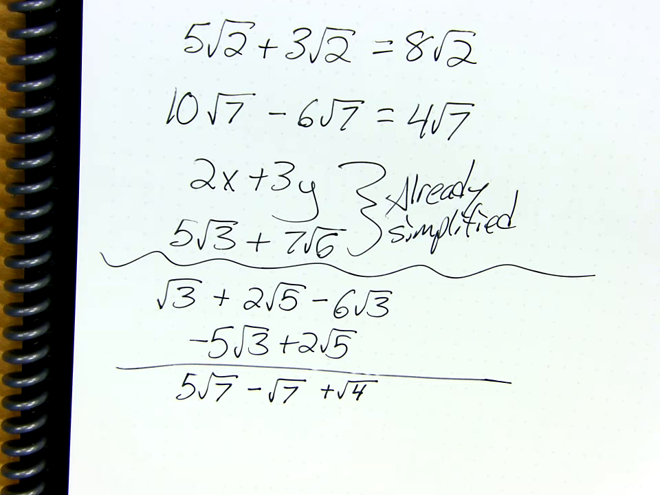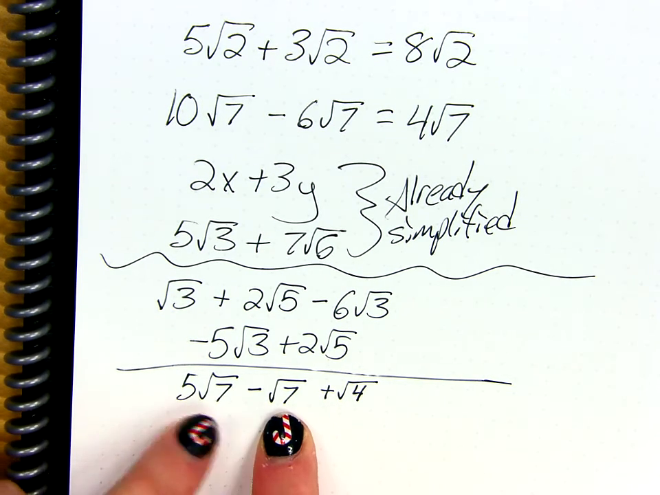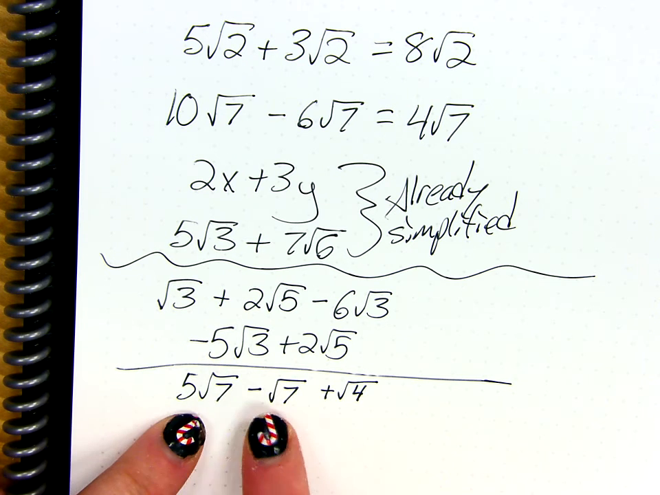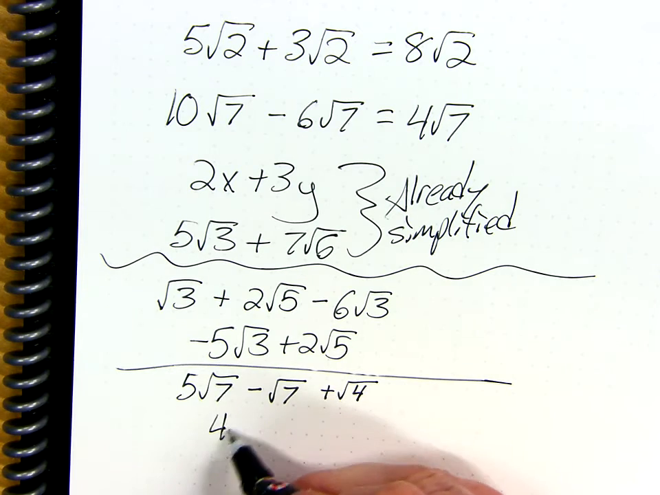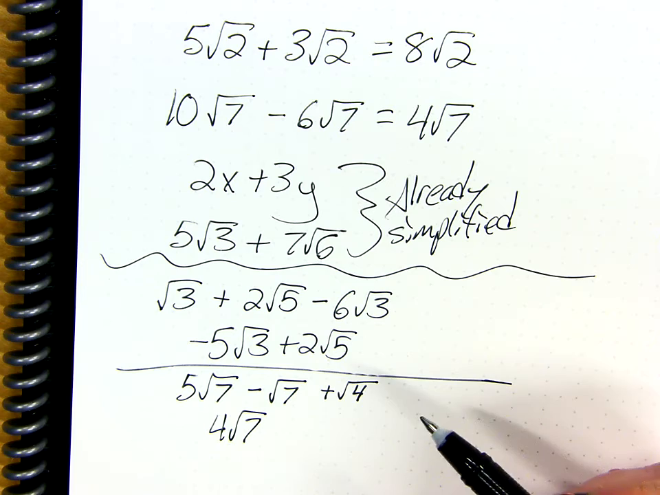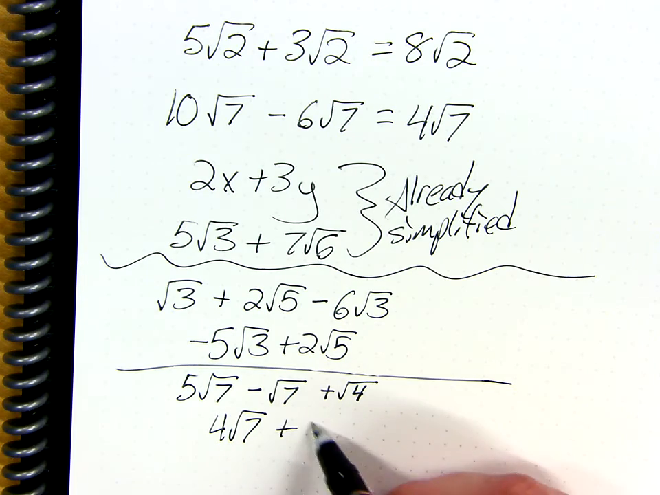Okay. Do I have any like radicals here? Yes, I do. The square root of 7s, right? So what is 5 square root of 7 minus square root of 7? 4 square root of 7. It is such a common mistake to say that the answer is just 5. It's not. 5 of these minus 1 of these would leave me with 4 of these. Now, this, what is the square root of 4? 2. It's just 2.